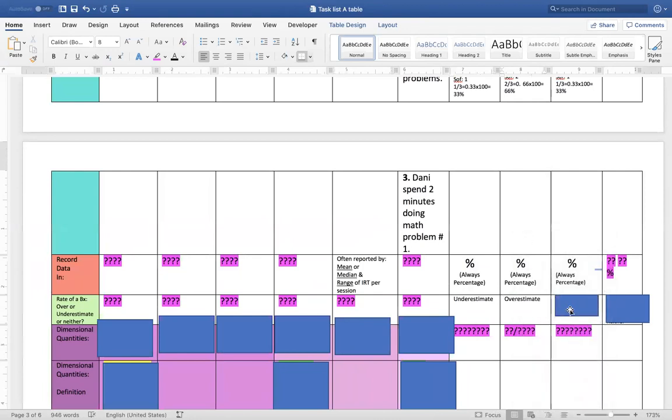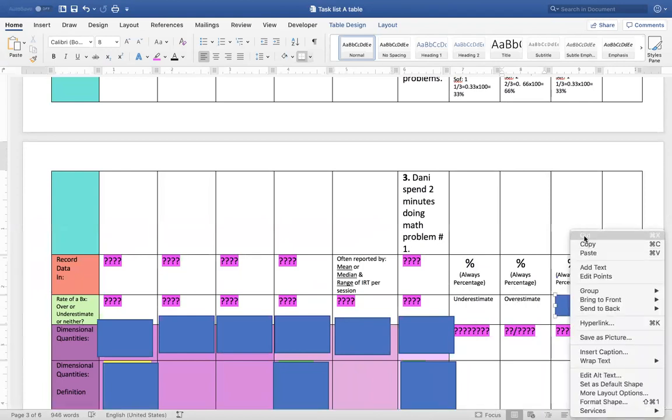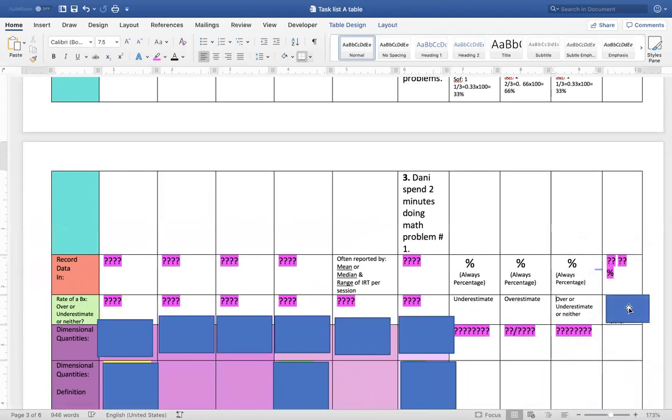And the last, momentary time sampling? Both. Over and under, both or neither? How about play check? How do you distinguish if it's over, under, or neither? Does anybody know? I read it, but I forgot because I wrote it fast. I didn't have time to review it.